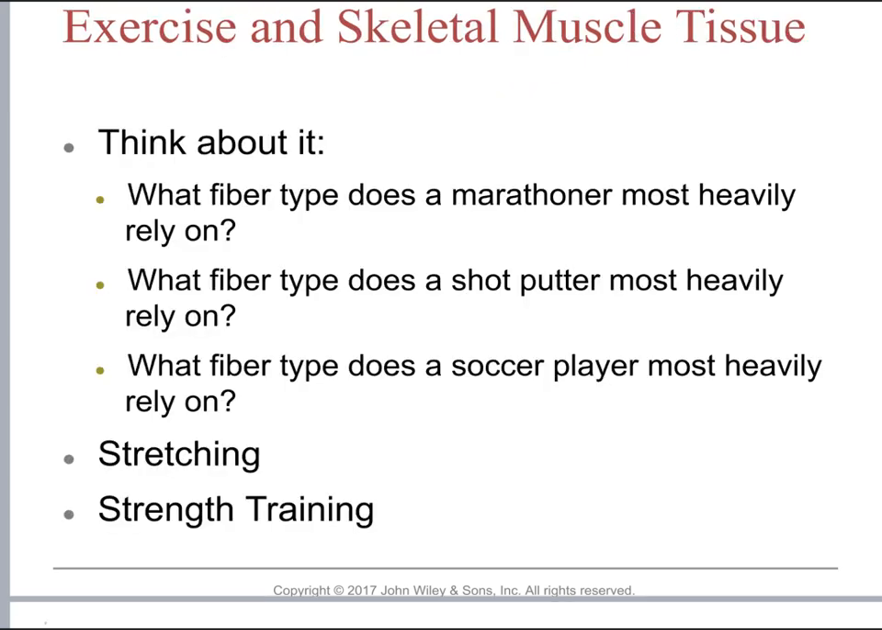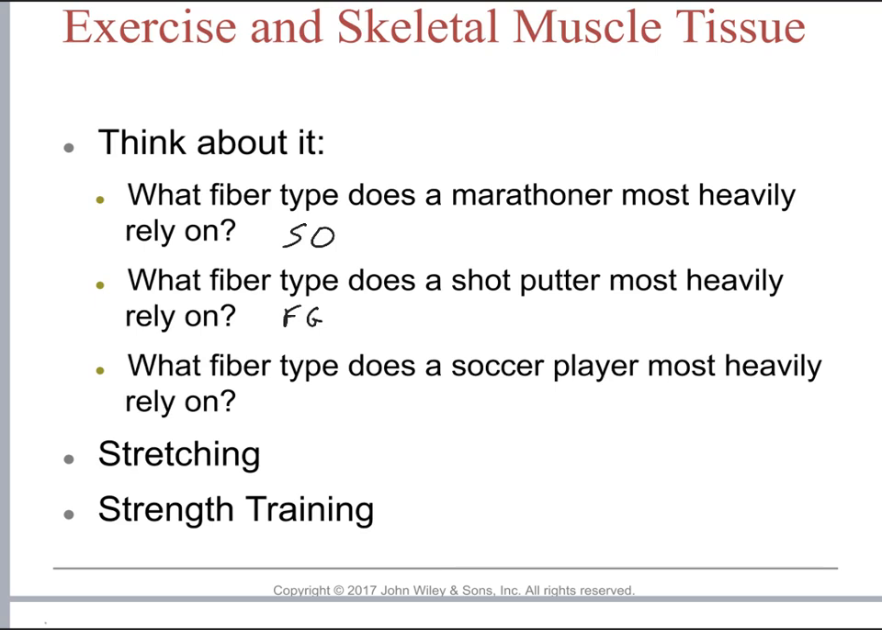So let's put it to real life. Go back to that table and think about what type of fibers a marathoner most heavily relies on. Again, we're talking about those slow oxidative fibers that are going to give us a long contraction. How about a shot putter? What are they going to rely mostly on? Arms, quick, rapid burst of energy. We're talking about our fast glycolytic fibers. So those are the third order of recruitment.